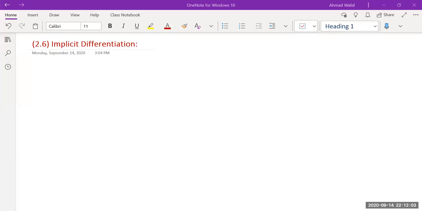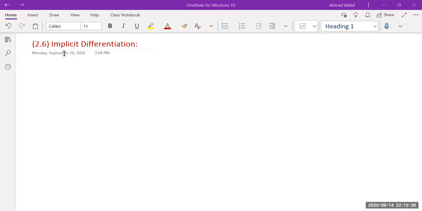Hello all, let's start section 2.6. In my previous lecture, there was a typing error here in the topic. I typed it as 3.4. I don't know where it came from in my mind to put 3.4 here. Your previous lecture is actually 2.5, which was the chain rule.